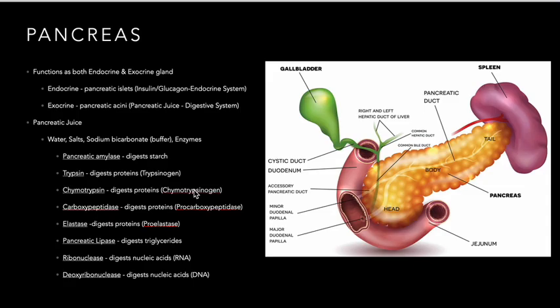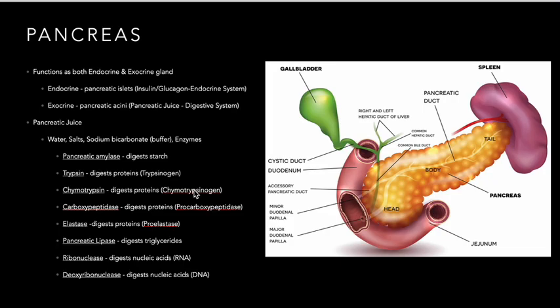So the pancreas can digest pretty much every macromolecule. It secretes amylase for starch. It secretes multiple enzymes for proteins. It secretes a lipase for fat. And it also is one of the only places that releases enzymes to digest our nucleic acids.